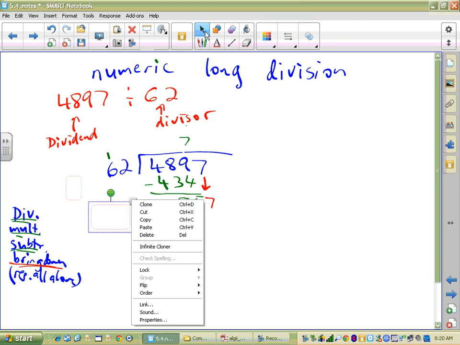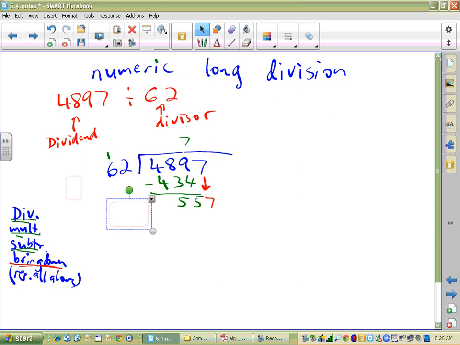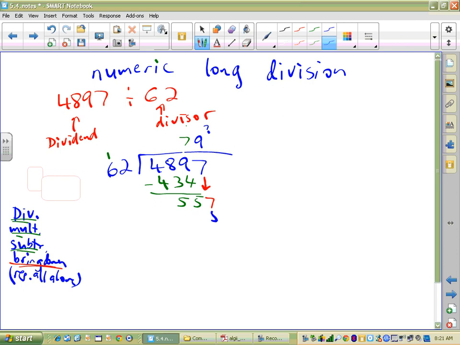So let me bring this to the front. So again, we say, okay, how many times does 6 go into 55? 6 times 10 is 60. 6 times 9 is 54. Let's try 9. Maybe it's 9. I don't know if it's going to be 9. 9 times 2 is 18. Carry the 1. 9 times 6 is 54 with, oh no, that's horrible, isn't it?